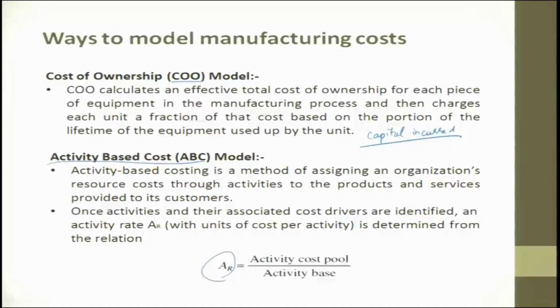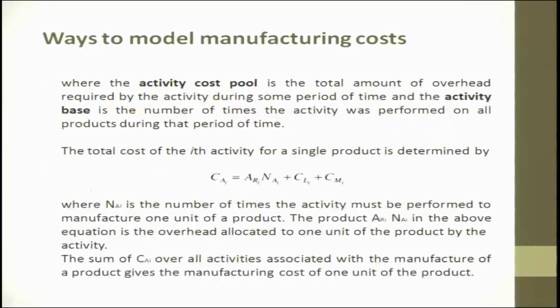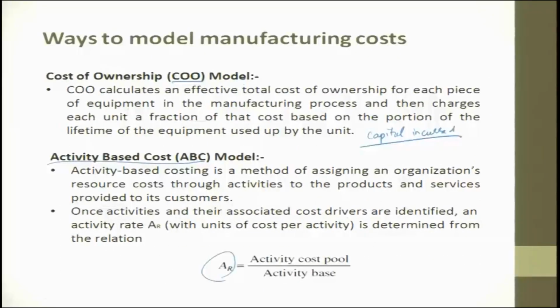Activity based costing is a method of assigning an organization's resource cost through activities to the product and service. Once the activity and the associated cost drivers are identified, an activity rate is determined for the relationship, where the activity cost pool, what is the activity cost pool? Activity cost pool is this. So I can say it as ACP.